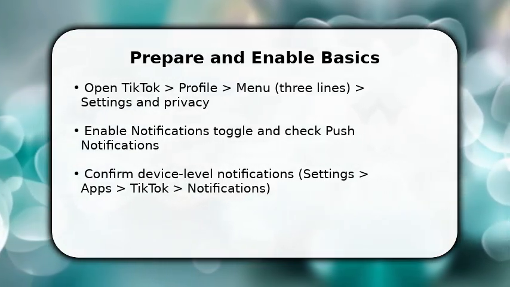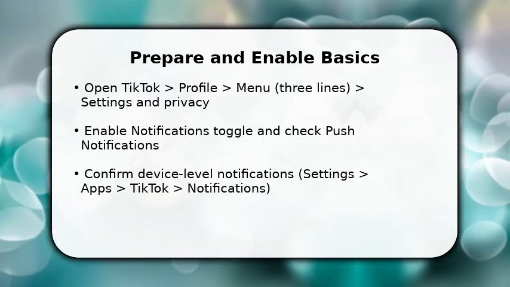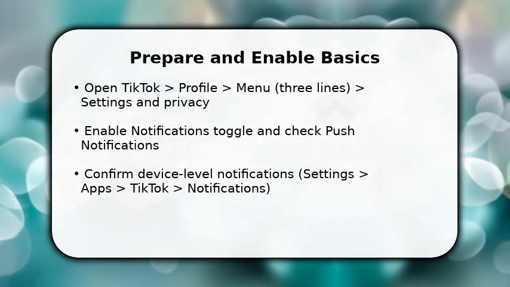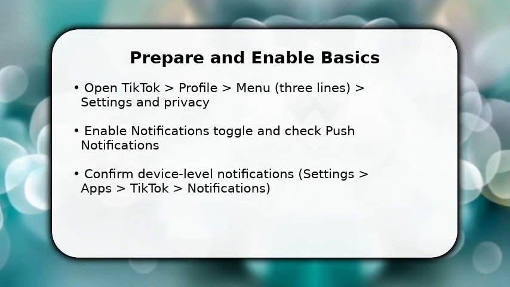You're doing this first because app-level permissions won't work if the OS blocks alerts, and vice versa, so both layers must be active before moving on.